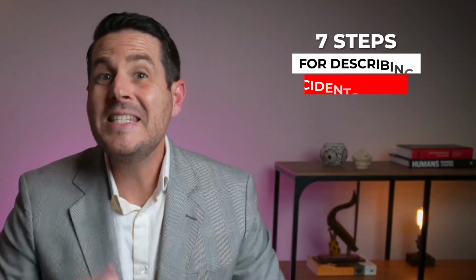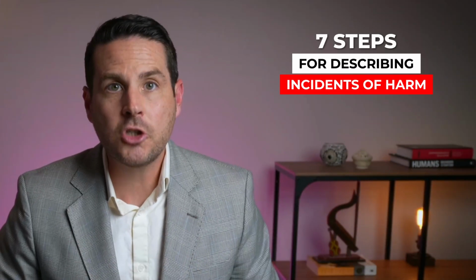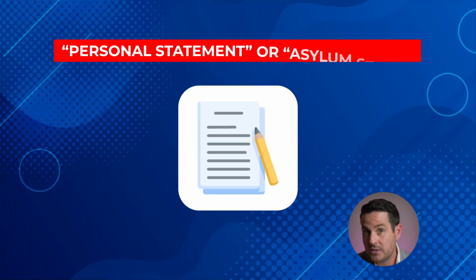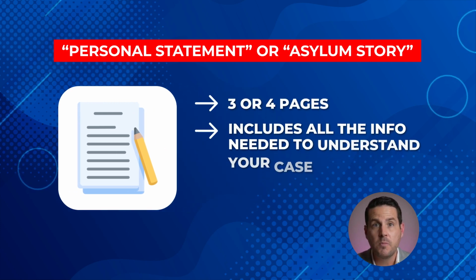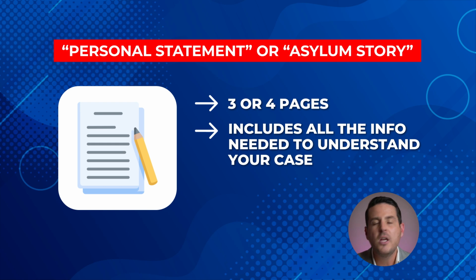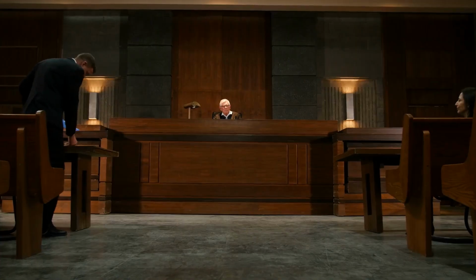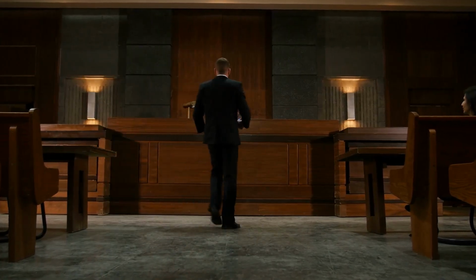All right, there are 7 steps to describing an incident of past harm in your asylum declaration, which is sometimes referred to as a personal statement or perhaps as an asylum story. Now, this is a short statement, ideally 3 or 4 pages, in which you're telling the decision maker everything they need to know so they can see that you meet all of the requirements for asylum before you step in the door for your asylum interview or for your testimony on the day of your individual hearing in immigration court. You're going to follow this framework, these 7 steps for each incident of past harm in your case, for every time that you've been hurt in your country, okay?